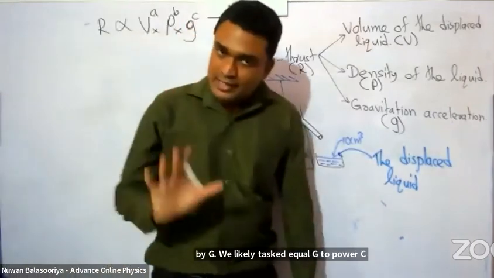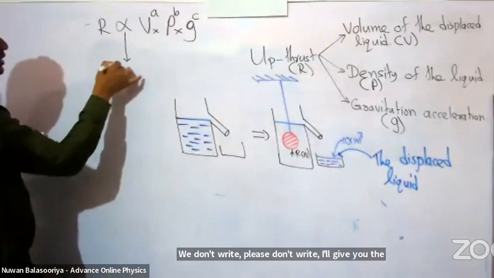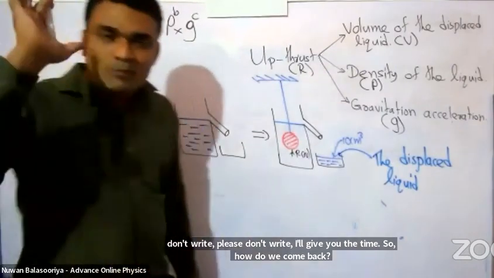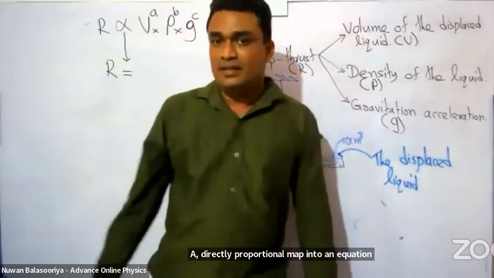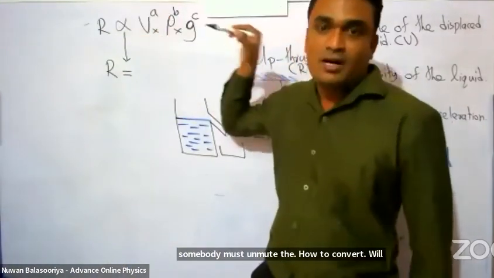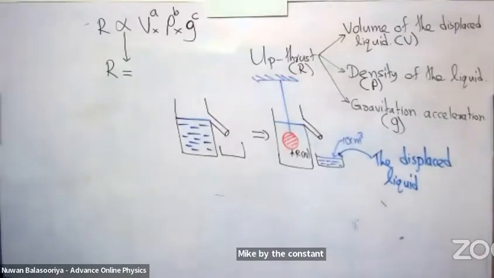Please don't write, I'll give you the time. So how do we convert a directly proportional mark into an equation mark? Somebody must unmute the mic and tell me how to convert a directly proportional mark into an equation mark. Somebody please tell me. Multiplied by the constant. Very good. Who said it? What's your name, dear? Huda. Very good, Huda. Excellent.